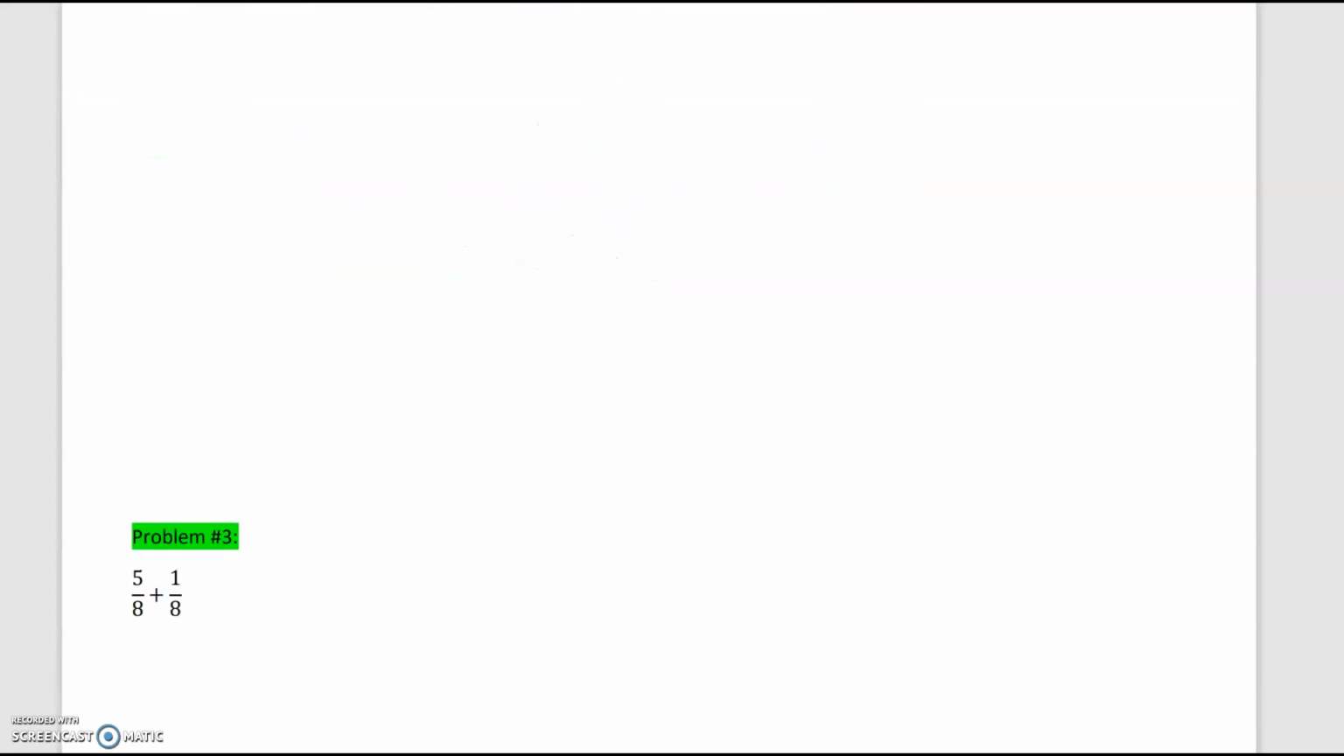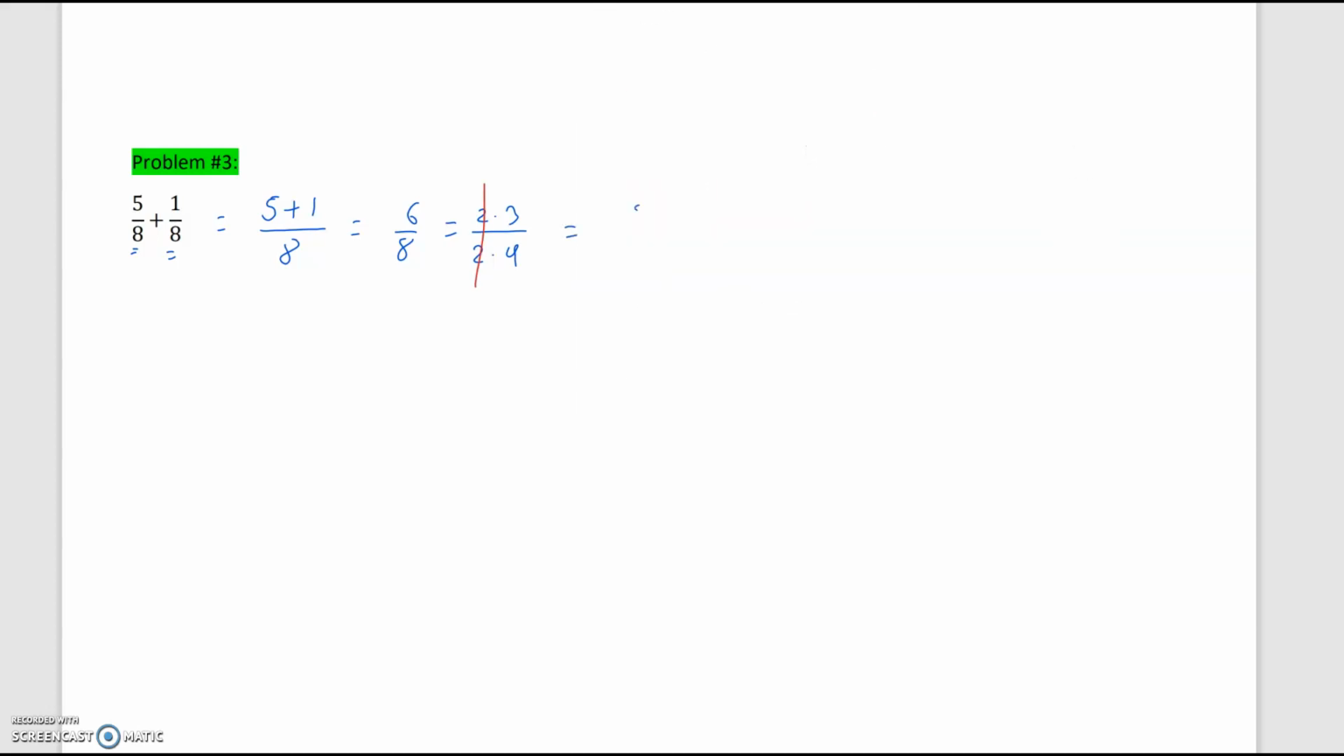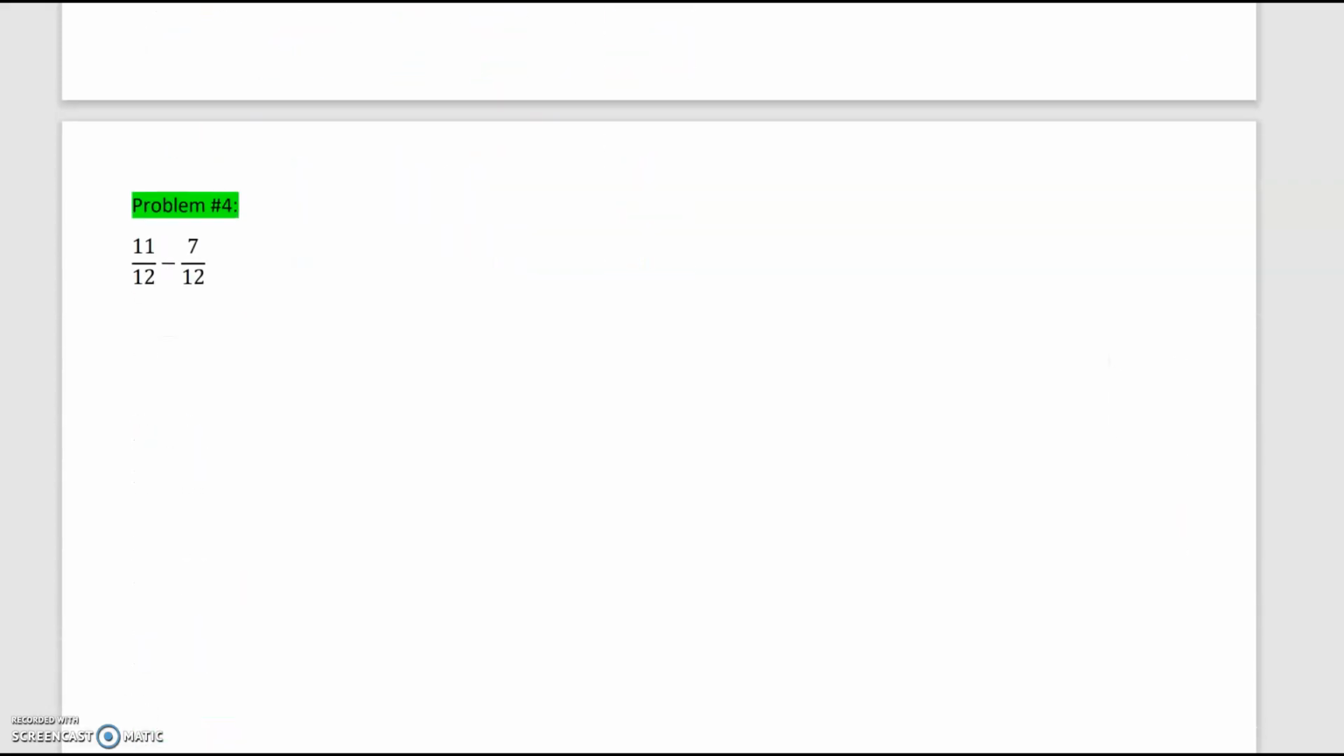Let's move on to problem 3. In problem 3, we have, well, once again, the same denominator. So this is equivalent to 5 plus 1 over 8, or 6/8. And we can reduce this one. This will be 2 times 3, and then 2 times 4, and we can cancel the 2's. So we'll be left with the final answer as 3/4. Nothing else to do on that one.